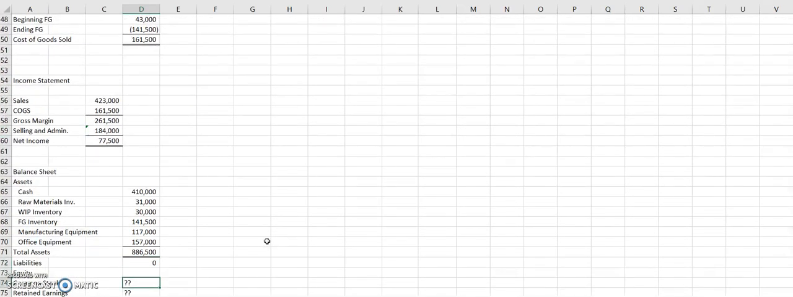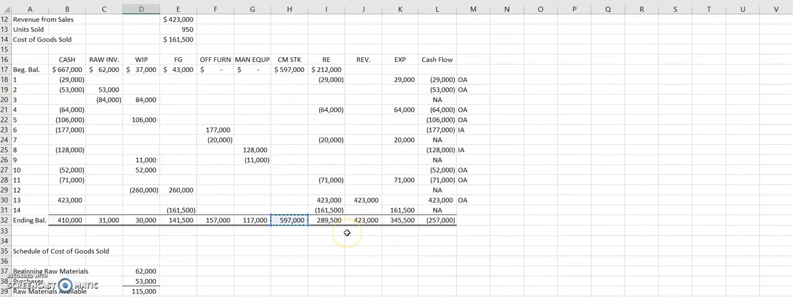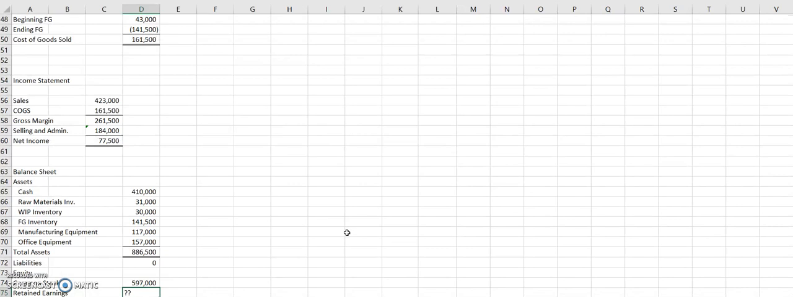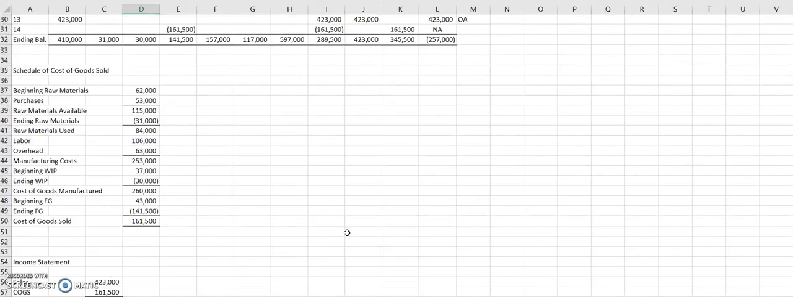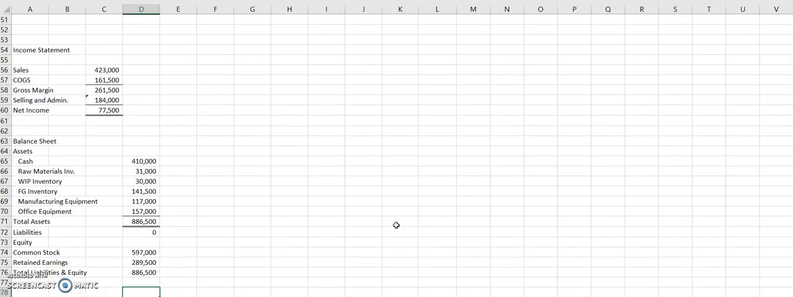So let's move on to our common stock, our equity section. So our common stock ending balance, $597,000, and our retained earnings ending balance, $289,000. And lo and behold, our total assets agrees to our total liabilities in equity.